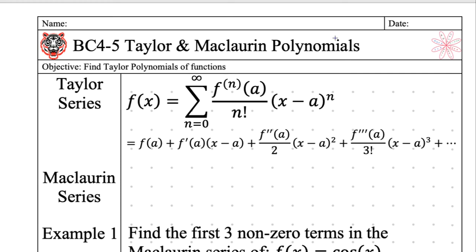This is AP Calculus Lesson 4-5, Taylor and Maclaurin Polynomials. Today's date is Wednesday, April 1st, 2020. So our objective today is to find Taylor polynomials of functions.